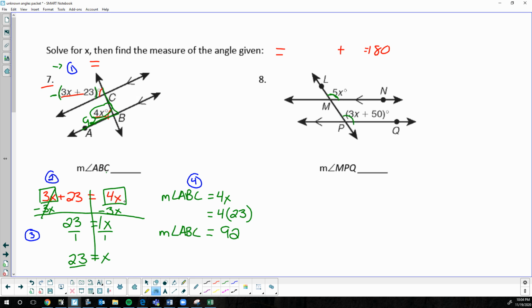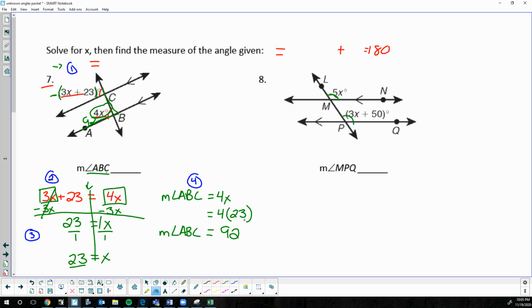Step 2 is write the equation based on the relationship, or set it equal to each other, which means the equal sign goes in between. Step 3, box up your x's and solve. For this case, we subtracted 3x from both sides, ended up with 23 equals 1x, divided both sides by 1. Step 4 is that if it's asking for an angle, you have to substitute it back in.